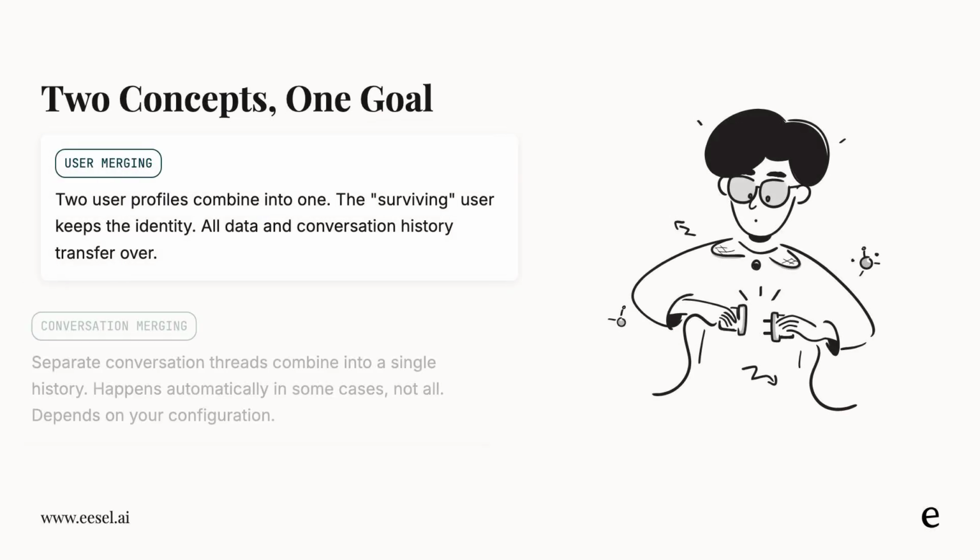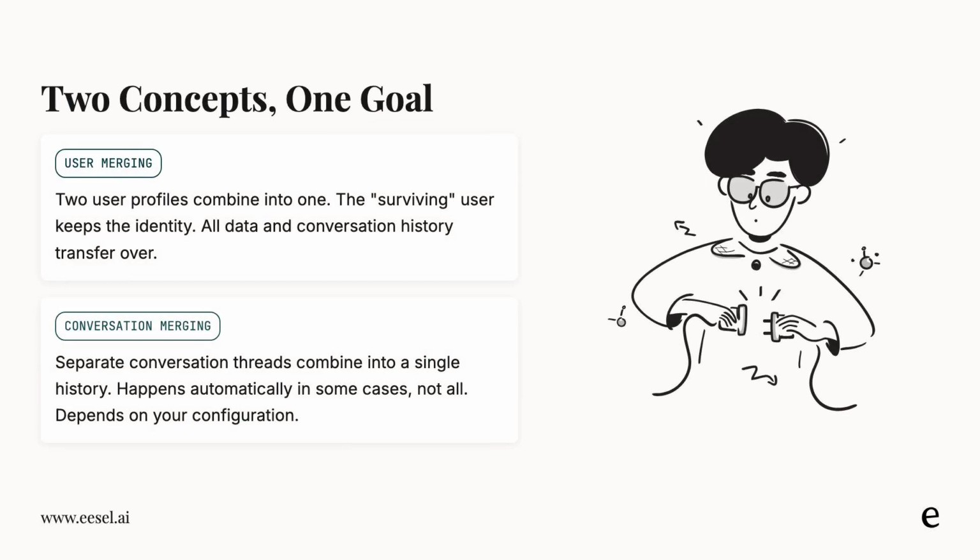Zendesk has two distinct merge concepts. User merging combines two user profiles into one. The surviving user keeps the identity, and all data and conversation history transfer over. Conversation merging combines separate conversation threads into a single history. These are related but different. And whether conversations merge depends entirely on your configuration.